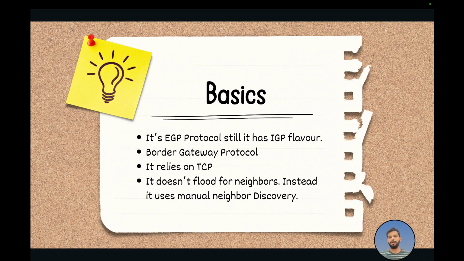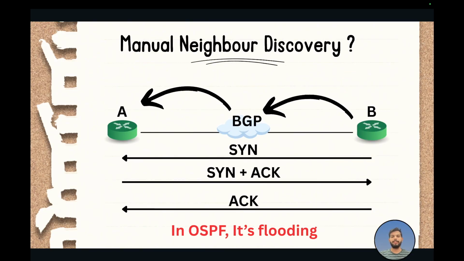Now let's get to know certain differences between the other protocols that we have covered till now and BGP. First thing is manual discovery. OSPF relied on flooding, whereas BGP relies on neighbor configuration. Let's say there are two devices and we want a BGP neighborship between them. This link might be connected over the internet, so there are multiple hops between these two devices. That's why I have put this cloud here.